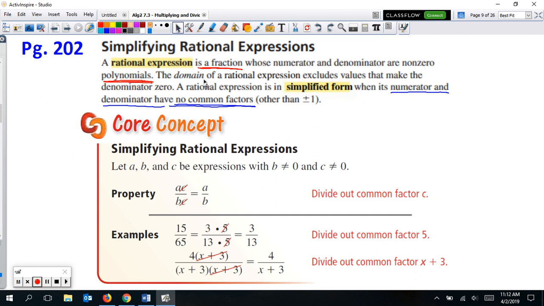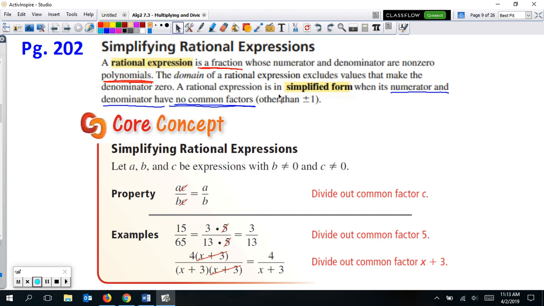So the domain of a rational expression excludes values that make the denominator 0. As far as the domain of certain things, we know fractions cannot have the denominator equal 0. So x cannot make the denominator 0. Remember, the domain is about our x values. So x is exclusive to only numbers that will make the denominator a non-zero number.